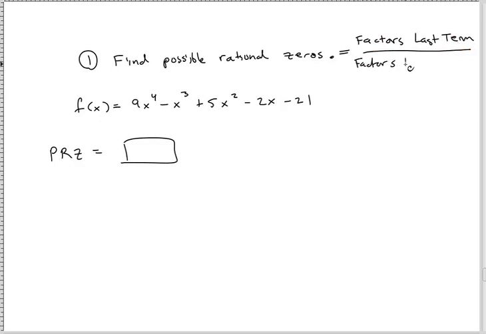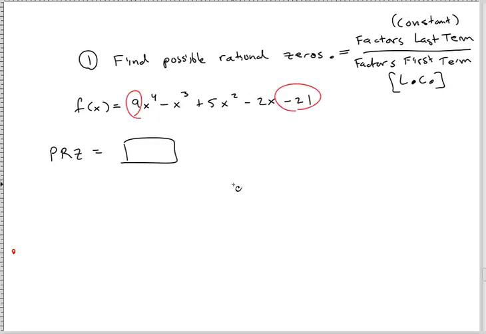I'm definitely making this a lot shorter, using more common words, last and first. The real formula says the constant term and the leading coefficient, so I'll just do LC: leading coefficient and constant term. What does that mean? It means the first and the last terms. We're just looking at the numbers, dividing them, and finding all the factors for them, and there you go.